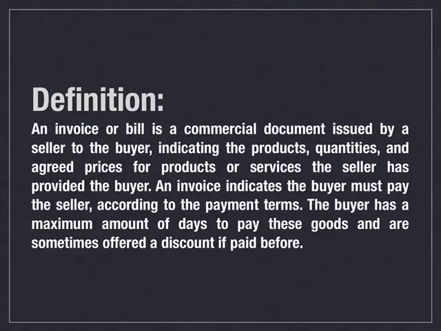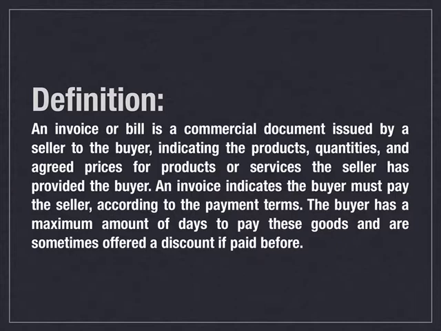An invoice is a bill or commercial document issued by a seller to the buyer indicating the products, quantities, and agreed prices for products or services the seller has provided the buyer. An invoice indicates the buyer must pay the seller according to the payment terms. The buyer has a maximum amount of days to pay these goods and is sometimes offered a discount if paid before. In simple terms, an invoice is a bill.